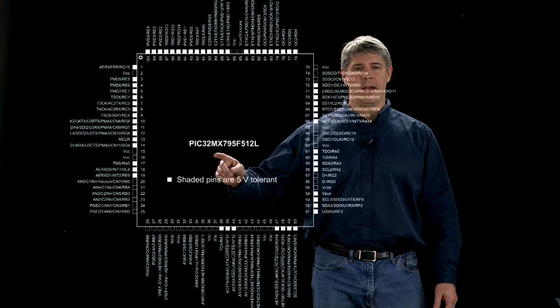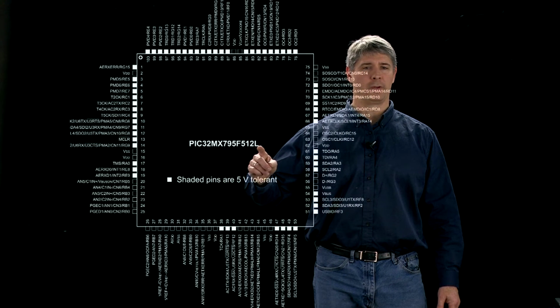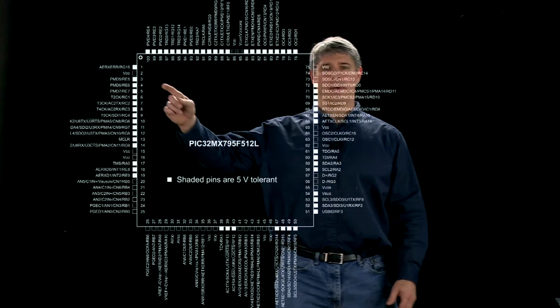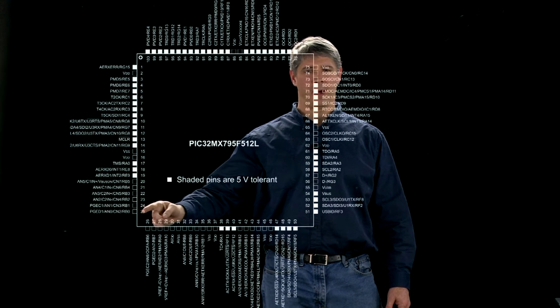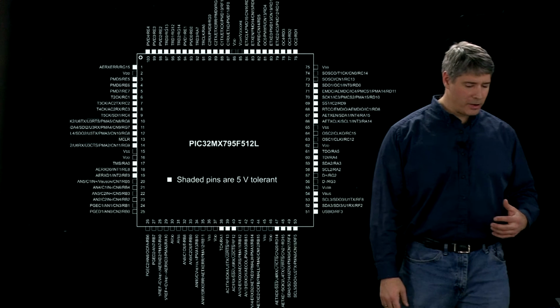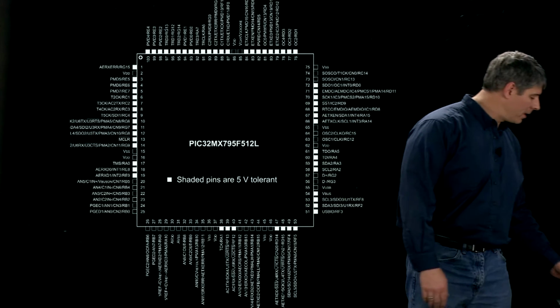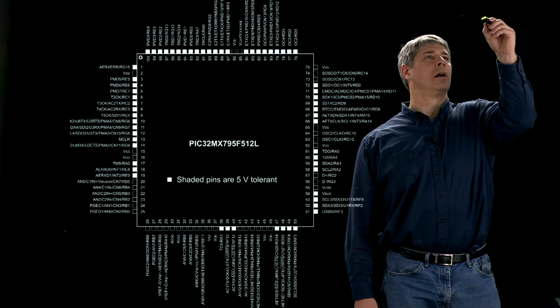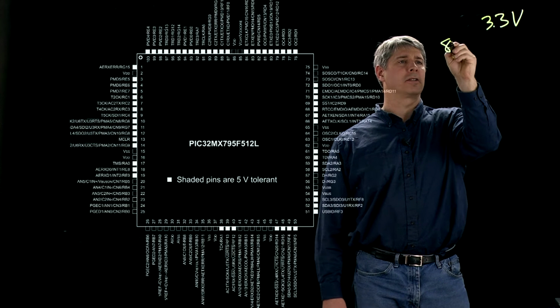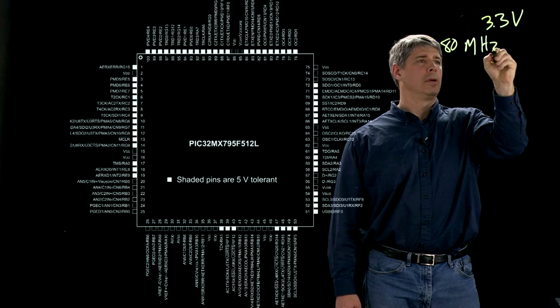There's many different models of PIC32s with different capabilities, but the one that we're going to be focusing on is the PIC32MX795F512L. This particular PIC has 100 pins, starting at pin 1 up here, going down to 25, then over to 50 and around. And this PIC is going to be powered by 3.3 volts. It has an 80 megahertz CPU.